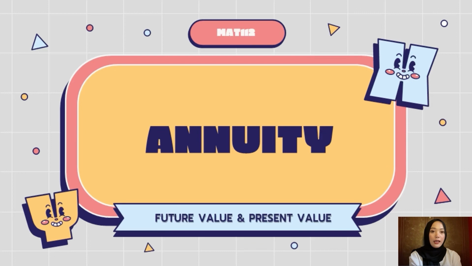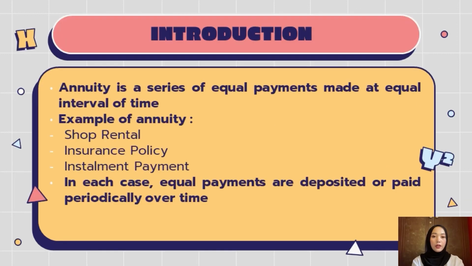About annuity. In annuity, we have future value and present value. Annuity is a series of equal payments made at equal intervals of time. Examples of annuity are shop rental, insurance policy, and installment payment. In each case, equal payments are deposited or paid periodically over time.